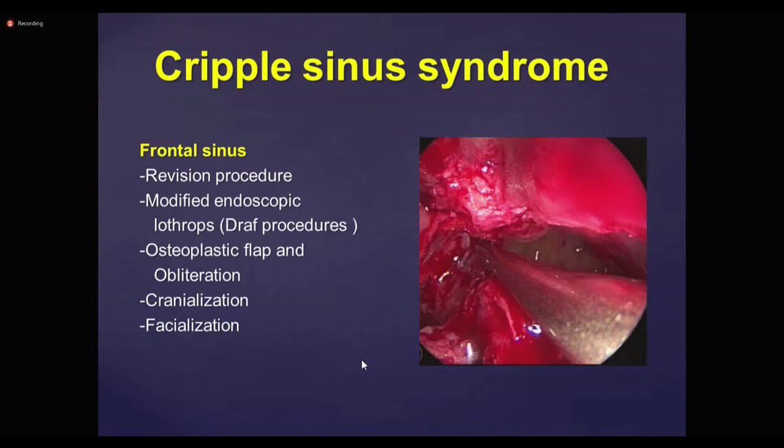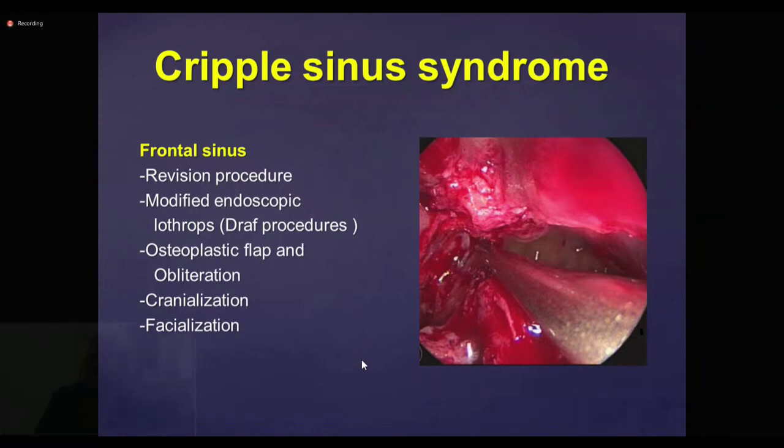So when it is indicated, in modified Lothrop or Draf like you saw, you need to have a big frontal sinus to give wide drainage, otherwise it may stenose to some extent. In cases where you don't have a big frontal sinus, what you can do will be easier for the obliteration and permanent answer. Osteoplastic flap should be considered in revision procedures when you don't have a big frontal sinus, when you can easily demucosalize it, remove all the mucosa and obliterate it forever.